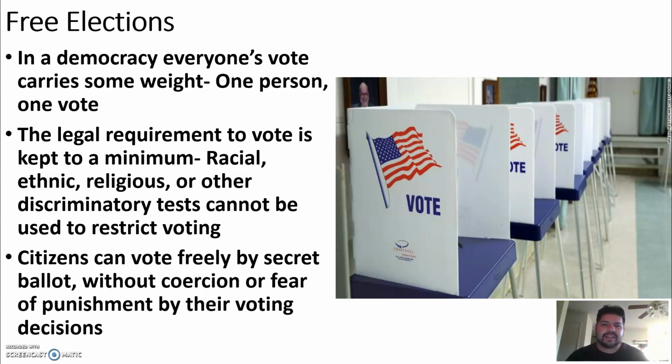Al Capone, back in his era in the 20s and 30s, basically had people outside the voting booth telling people to be sure they vote for this person. They used intimidation to get people either to stop voting or to vote a particular way. And right now in our country, there are no racial, ethnic, religious, or discriminatory tests that can be used to restrict people.